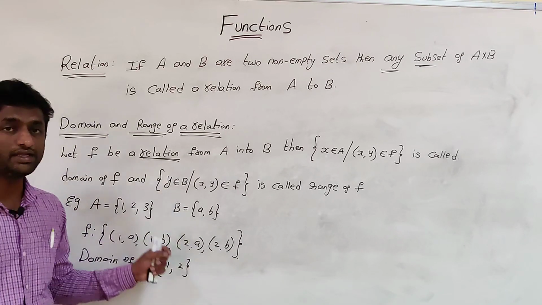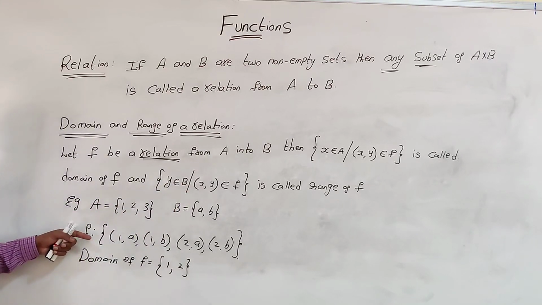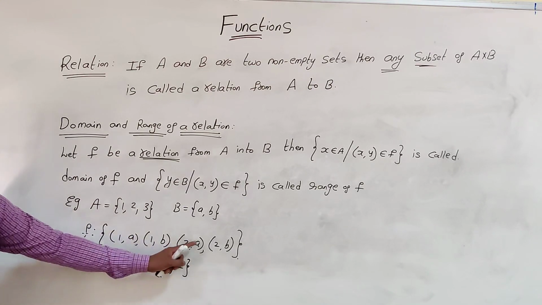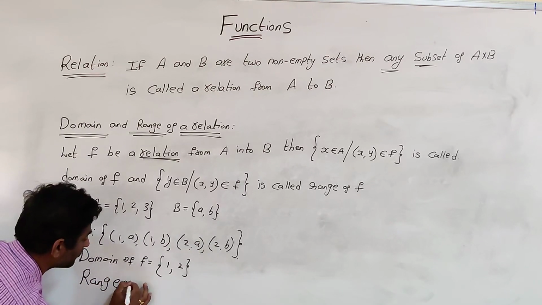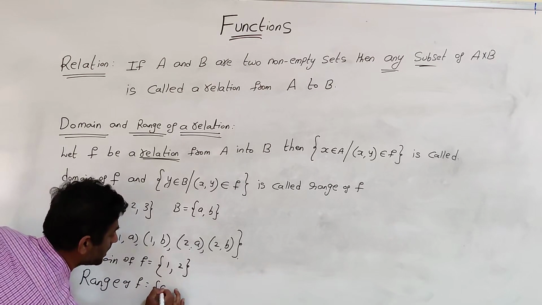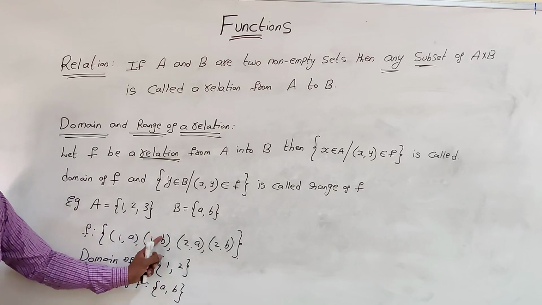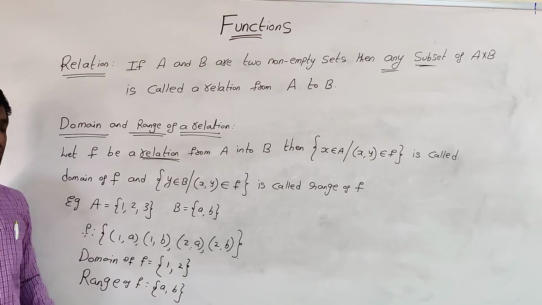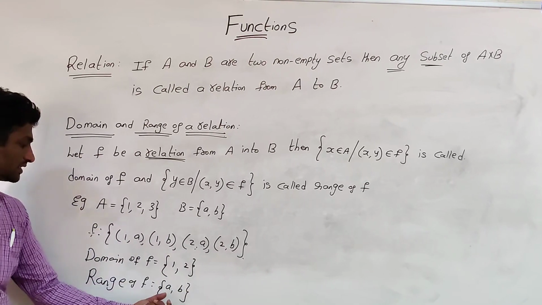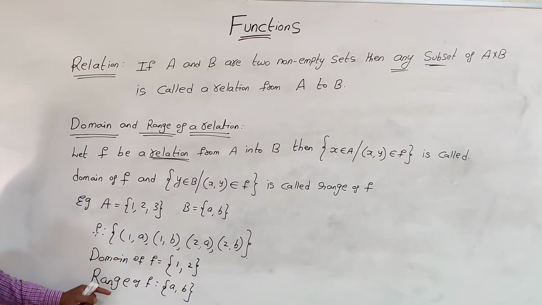Second, the range is the set of all second components of this relation. The second components of this relation are a, b, a, b. So the range of F is {a, b}. As a is repeated twice and b is also repeated twice, but in a set elements should be distinct, instead of writing two a's we write one single a, and instead of two b's we write one b. So this is about the domain and range.